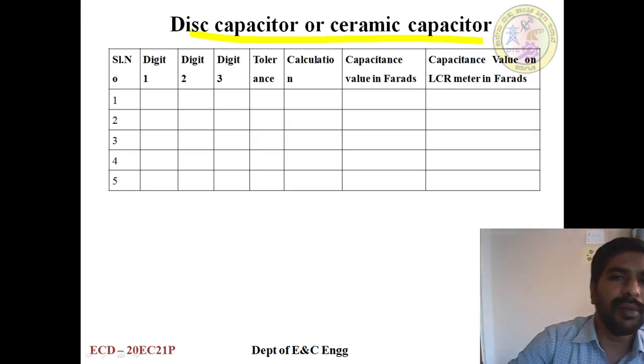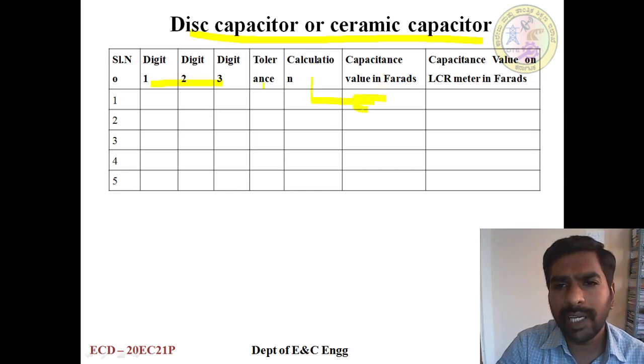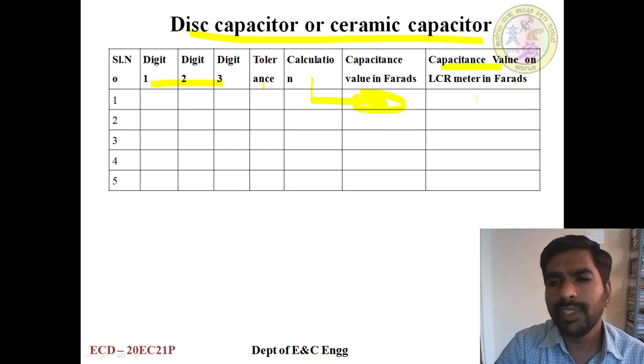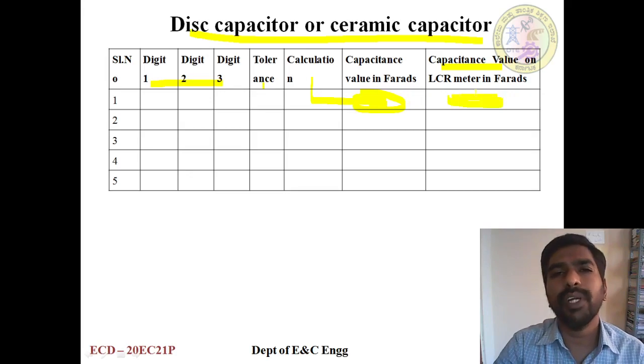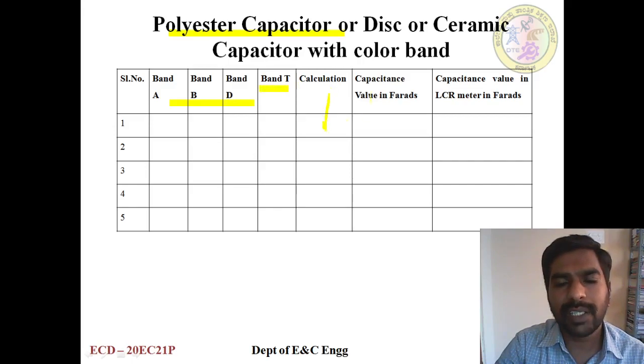A disc capacitor or ceramic capacitor has digit 1, digit 2, digit 3, and tolerance. You need to do a calculation, and place the calculated value in this column. And with the help of the LCR meter, you need to record the value, and you have to compare these two. And there is a polystyrene capacitor, which has color bands. You have to use the color bands: band A, band B, band D, and band T, which is the tolerance. You need to do the calculation, and place the calculated value in this cell. And with the help of the LCR meter, you need to place the value here, and compare at last.